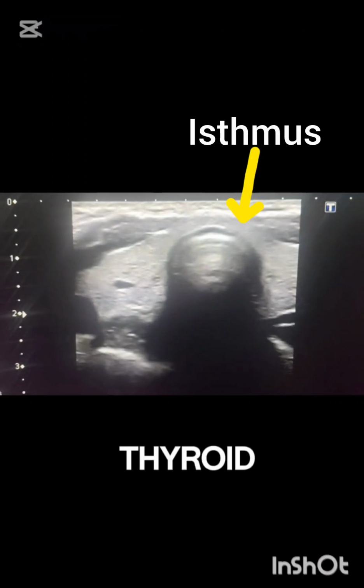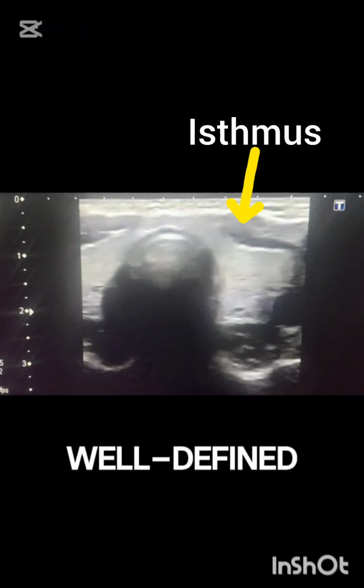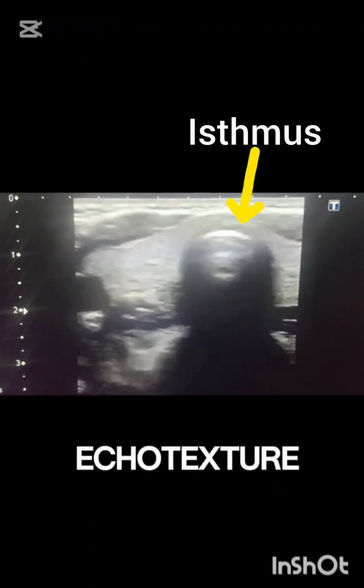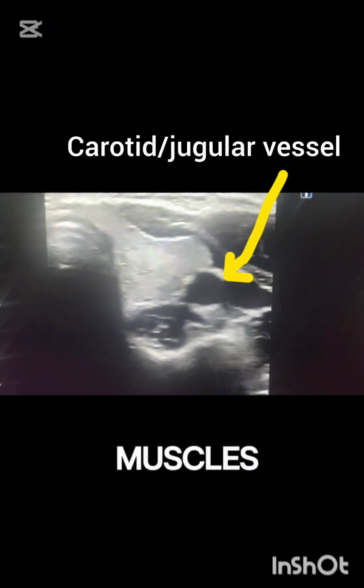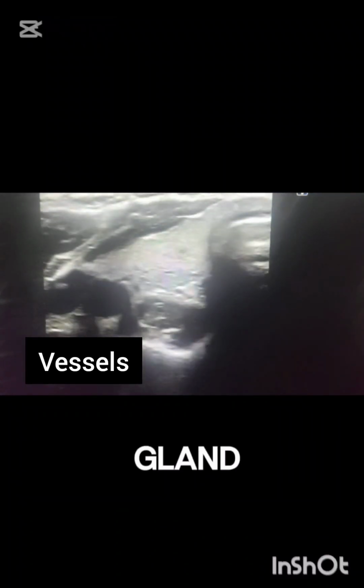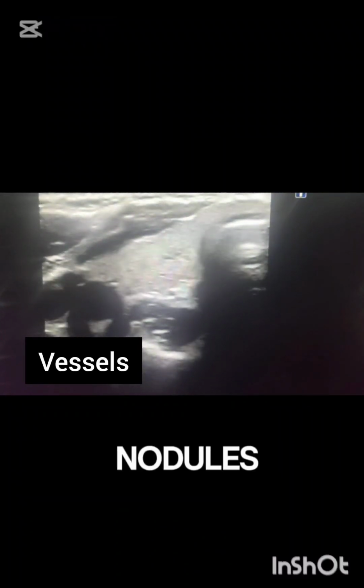Each lobe of the thyroid demonstrates smooth, well-defined margins and a homogeneous echotexture. The gland appears uniformly medium to high echogenic relative to adjacent strap muscles, which are seen as hypoechoic structures anterior to the gland. No focal lesions, nodules, or cystic changes are identified.